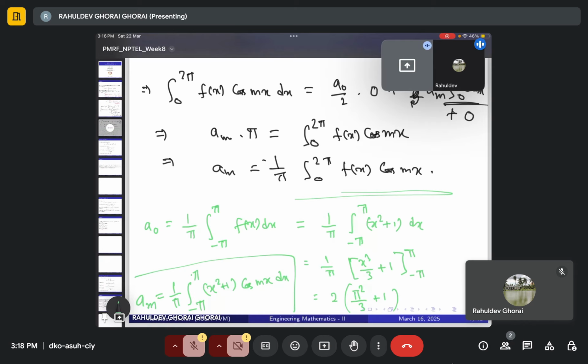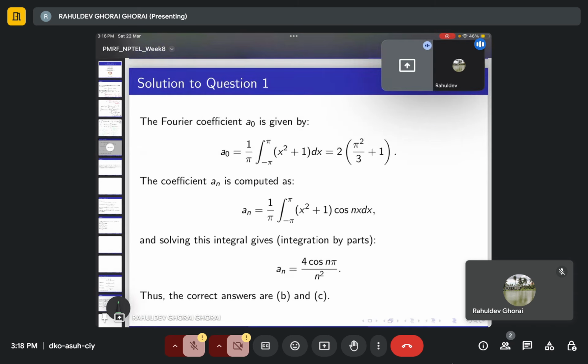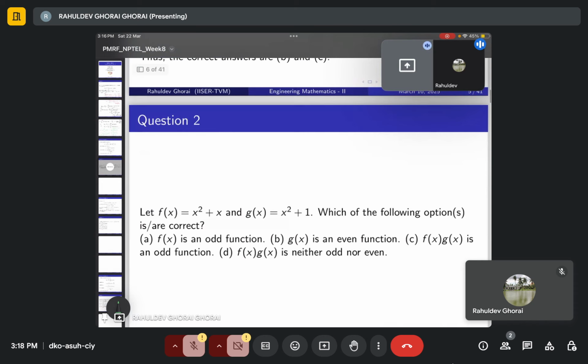Okay. So you evaluate it easily. You can find out the a_m values. So for each m, what are the values for a_m? See, the solution is also provided. The solution came out to be 4 cos(nπ) over n squared. You can check it also.